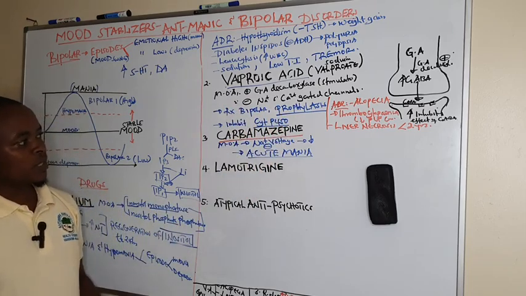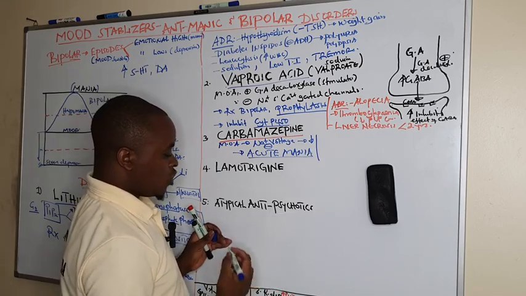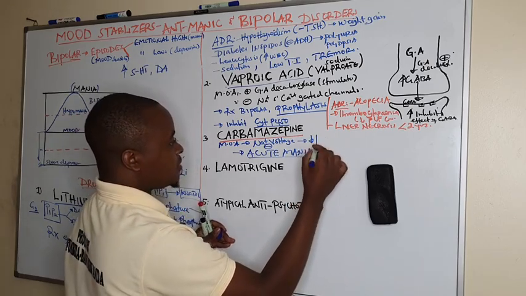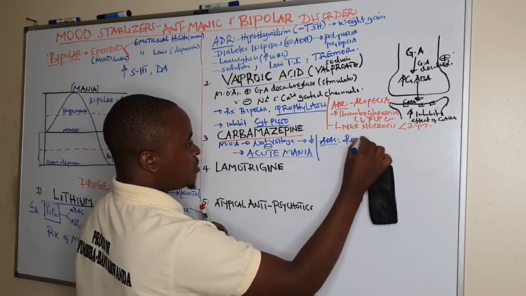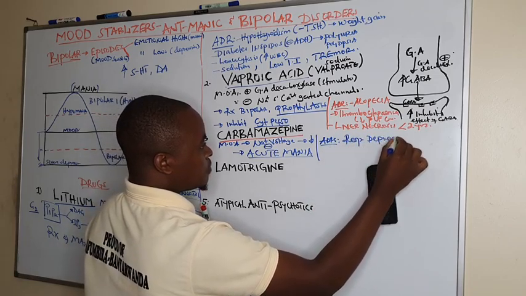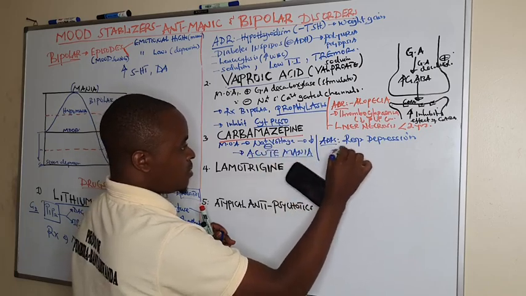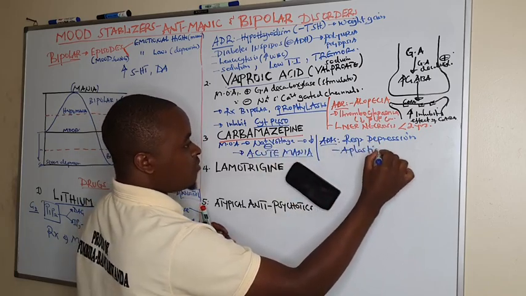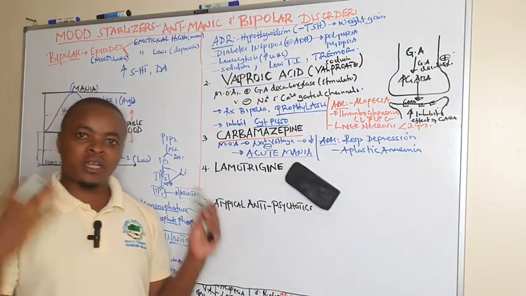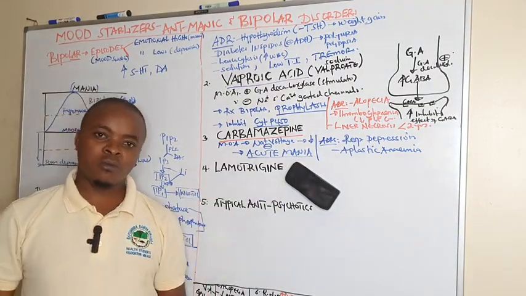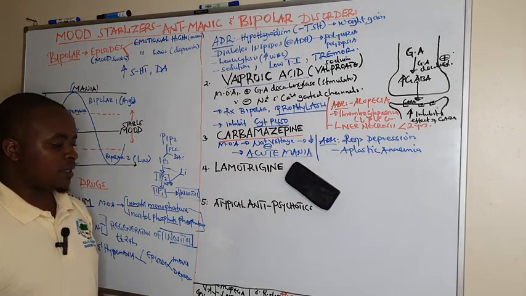Among the adverse reactions of carbamazepine, it can cause respiratory depression. It can lead to what we call aplastic anemia. It can lead to bone marrow failure, whereby the bone marrow fails to produce more blood cells. And when you do a CBC, you find all cell lines are low. That is aplastic anemia.